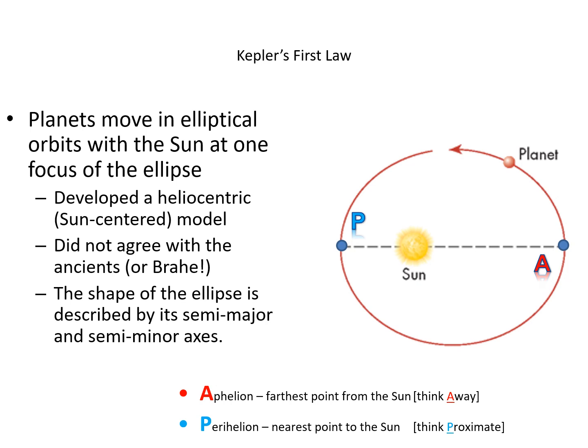Now, within an elliptical orbit, we focus on 2 additional points called the aphelion and the perihelion. And this is specific to orbits of objects around the sun. Note, helion means sun. So aphelion is the farthest point from the sun. We can always think of away. Aphelion is away. And perihelion is the nearest point to the sun. Think proximate. So perihelion is proximate. And we often will use aphelion and perihelion to talk about the orbit of planets.